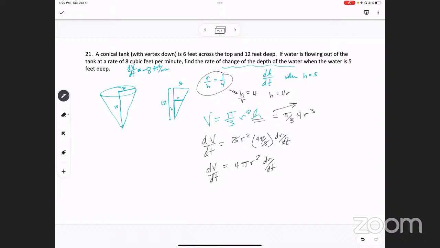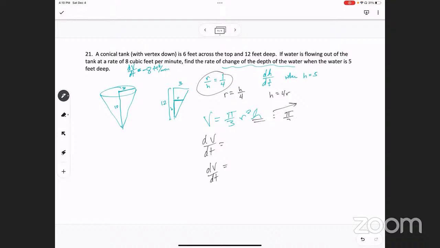Okay. Now it says, if the water is flowing out at a rate of 8 cubic feet per minute, find the rate of the change in the depth of the water. Oh, crap. I shouldn't have done this in terms of r. I should have done this in terms of h. It would just be simpler. So let me redo that. Let's rewrite this in terms of h. So r equals h over 4.